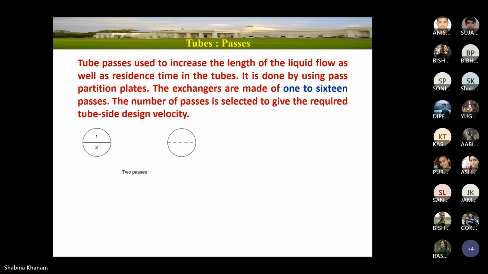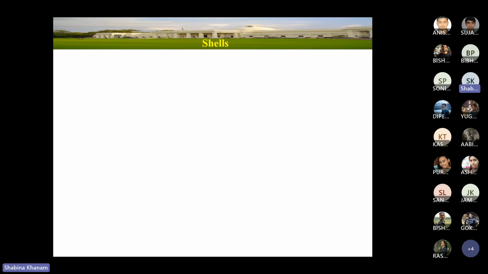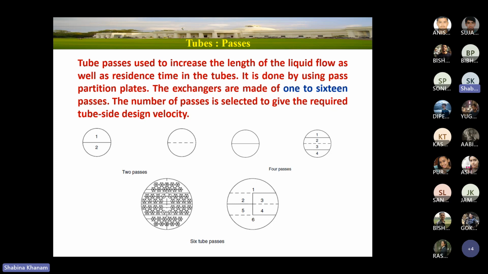Okay, so this is 2 passes. I have already explained this. These are 4 passes and these are 6 passes. Okay, so you can imagine the type of movement in these passes. Okay, so that is about the tubes. We have decided the dimension, we have decided the arrangement, we have decided the passes. So that is all about tubes.